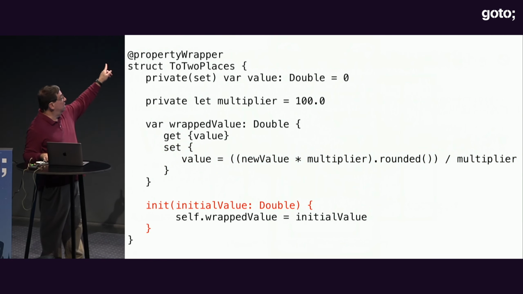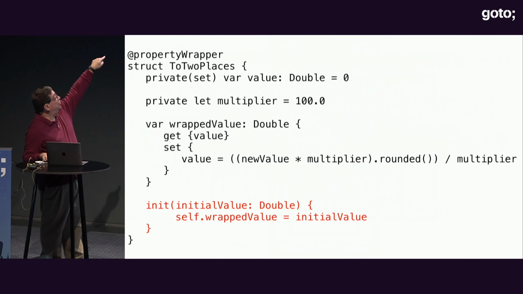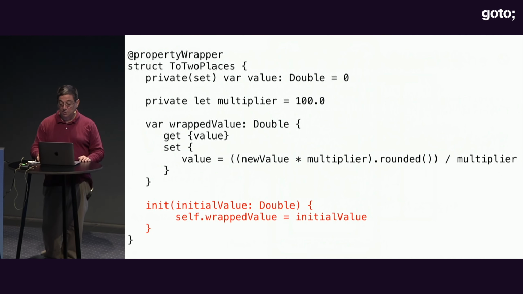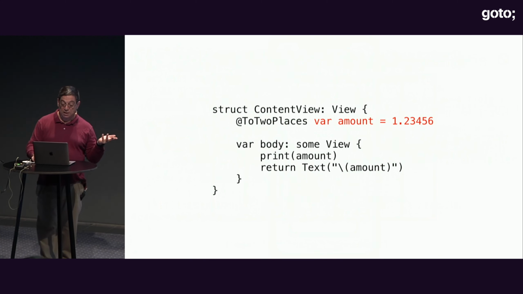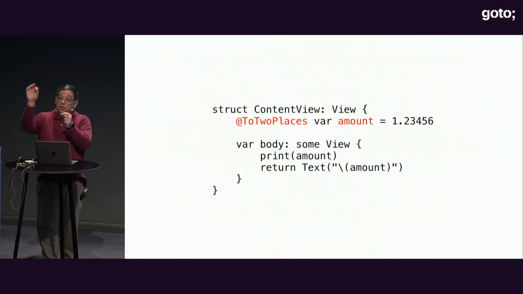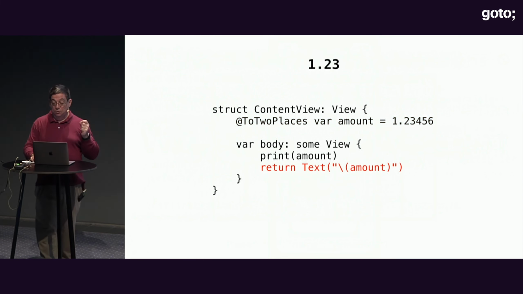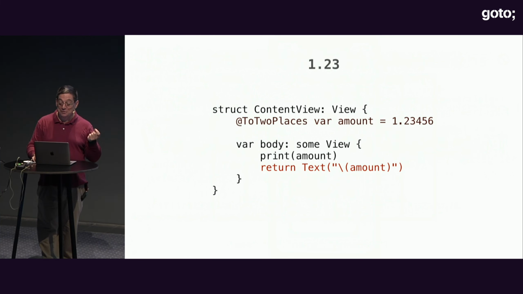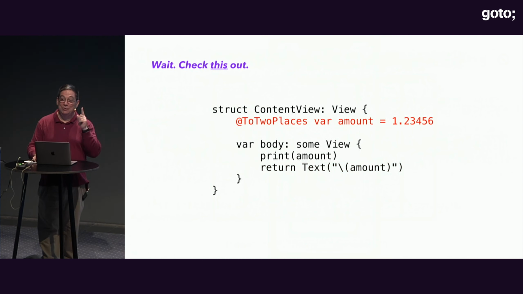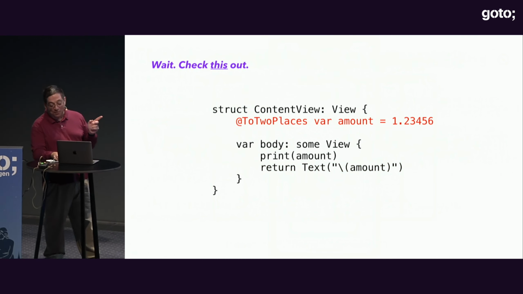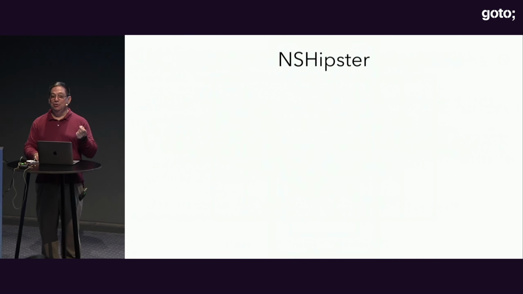And I do that in the init where I say, look, take your initial value and set it to the wrapped value. The wrapped value goes ahead and has a setter that sets the value. So if you say set @ToTwoPlaces the amount 1.23456, this @ToTwoPlaces property wrapper says, oh, I'm doing it through the getter and setter. I'm accessing it through the getter and setter, and so I get 1.23. That's pretty cool. But check this out. This is even cooler. After I wrote this example, this hipster said, actually, you can do more. And so I looked at this example and said, then let's do more.